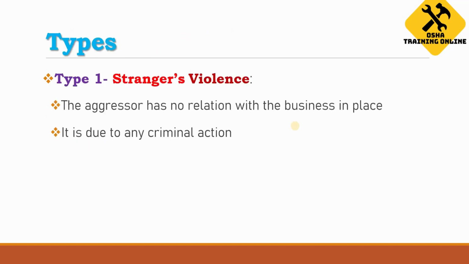Now there are different types of workplace violence. Type 1 we call stranger violence. So what is stranger violence, or type 1 violence? It is where the aggressor has no relation with the business in place. It is due to a criminal action. The person who commits the violence is not a worker and not a customer, but opts for some aggressive or criminal activity, for example a theft or a crime. In that case we call it type 1 or stranger violence.